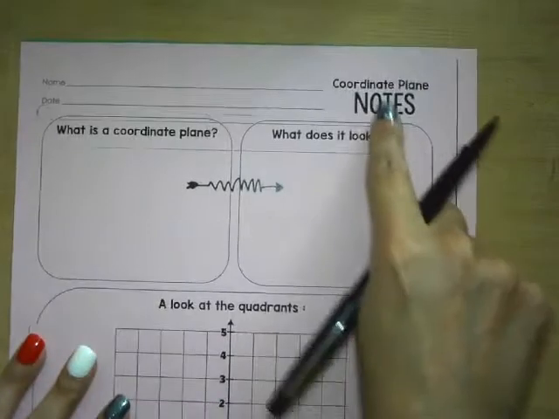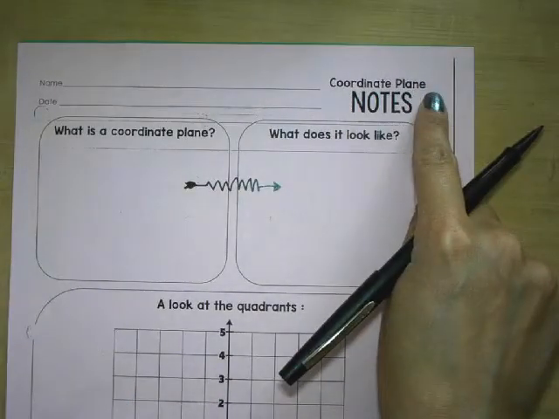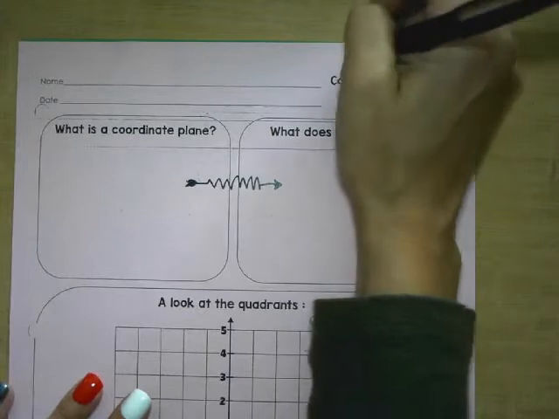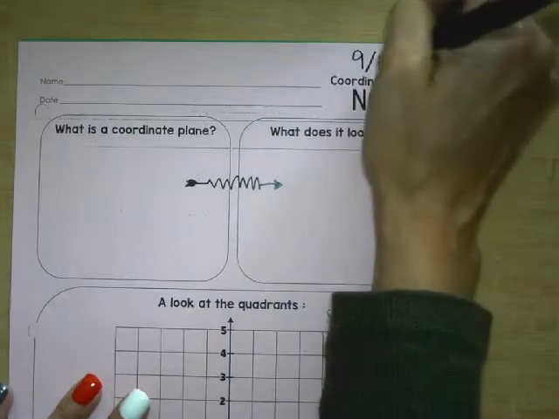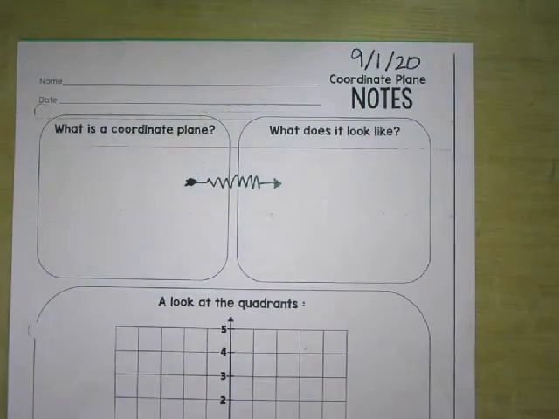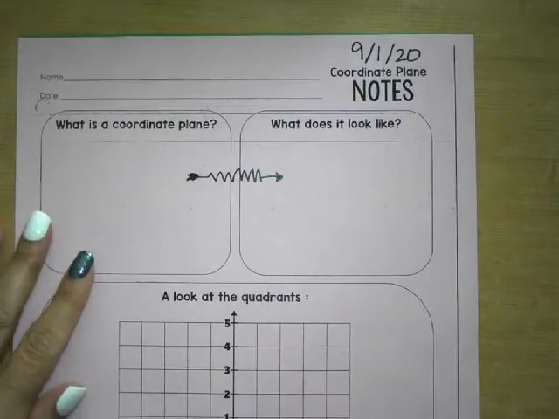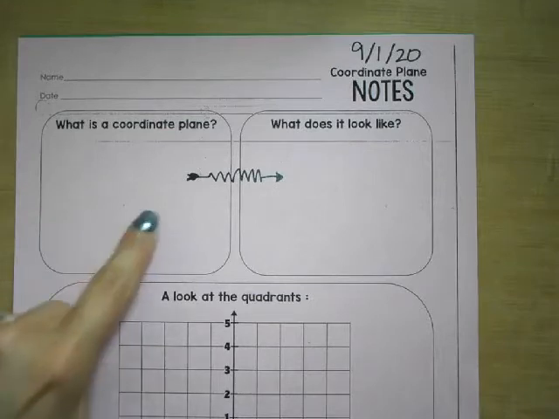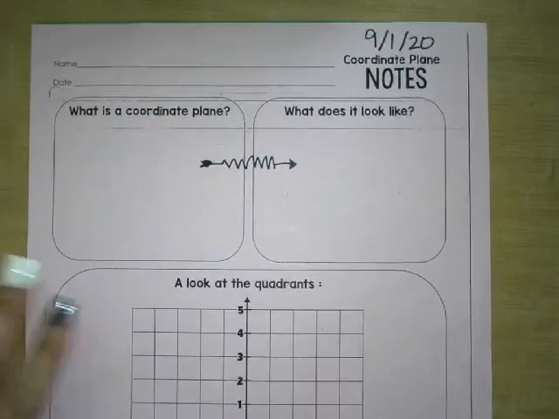At the top of your notes, you should already have coordinate planes written, correct? Then add today's date, which is 9/1/20. We're not actually flipping the notes pages. We're just starting on the pink page, okay? Okay, are we ready? So, coordinate plane, what it looks like.